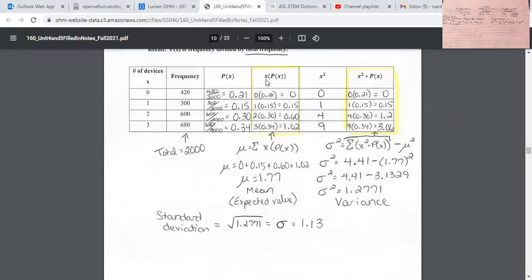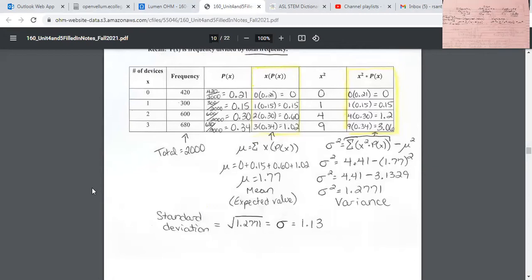We multiplied X times the probability. We squared each raw data value. We multiplied each squared value by its probability, and then we use that data for our formulas. Okay, it's very clear. Everything is very, very laid out here. I would keep that in mind.